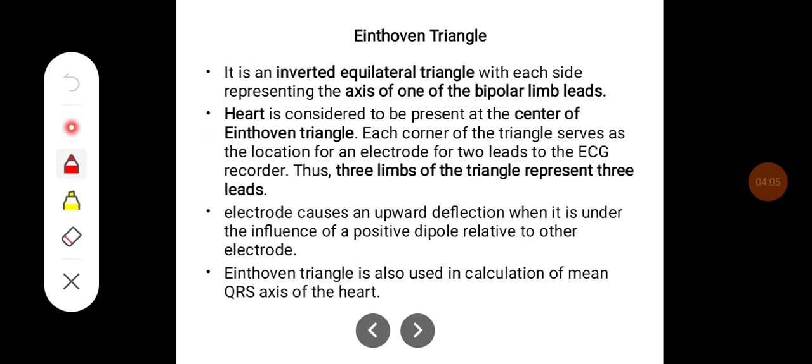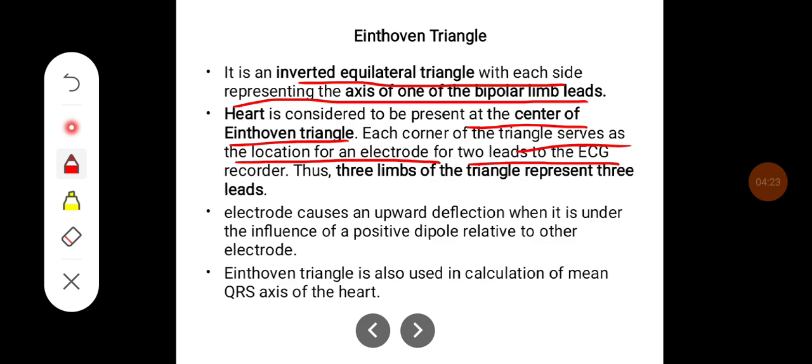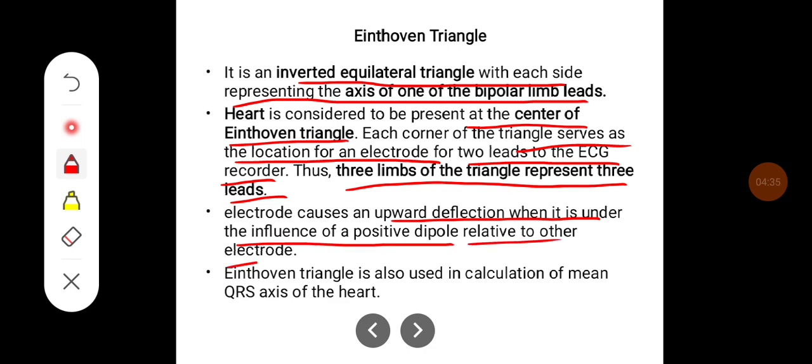So Enthoven triangle is an inverted equilateral triangle with each side representing the axis of one of the bipolar limb leads. So the heart is considered to be present at the center of Enthoven triangle. Each corner of the triangle serves as a location for the electrode for two leads to the ECG recorder. So thus, three limbs of the triangle represent three leads. Electrode causes an upward deflection when it is under the influence of positive dipole relative to the electrode. Enthoven triangle is also used in calculation of mean QRS axis of the heart.